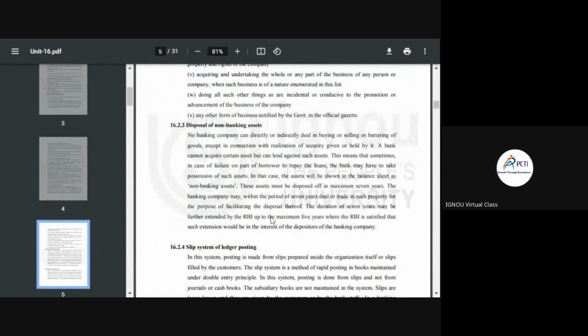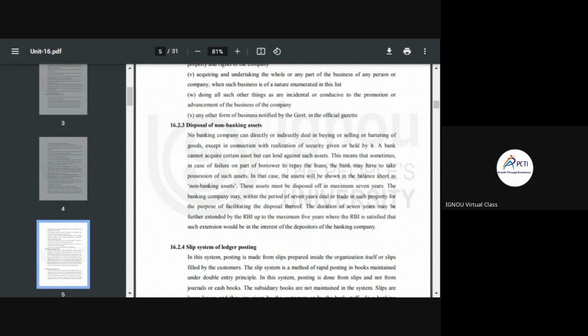Next point comes under the disposal of non-banking asset. Basically, we need to dispose the assets which are considered as non-banking asset. No banking company can directly or indirectly deal in buying and selling or bartering of goods except in connection with realization of security given or held by it. In the case of failure on part of the borrower to repay the loans, the bank may have to take possession of such assets. In that case, the asset will be shown in the balance sheet as non-banking asset, and these assets must be disposed of in maximum 7 years.